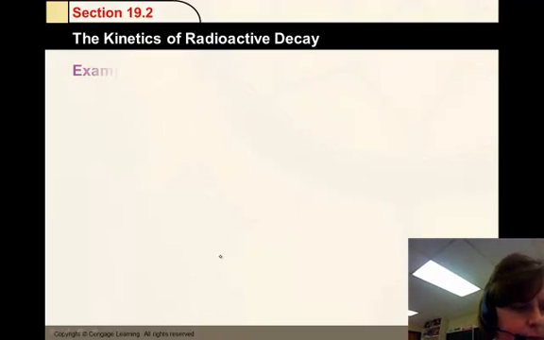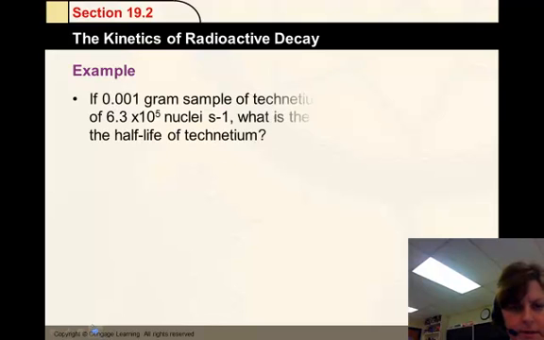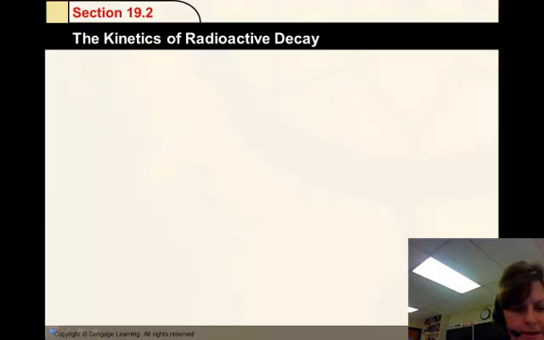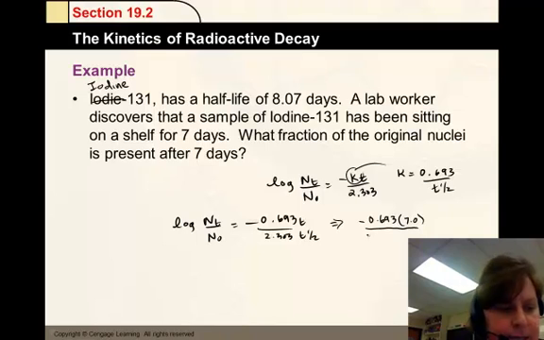So plugging in the information that I have, I get negative 0.693 times 7, because 7 days have passed, over 2.303 times the half-life of 8.07 days. When we do that, I get negative 0.2610.